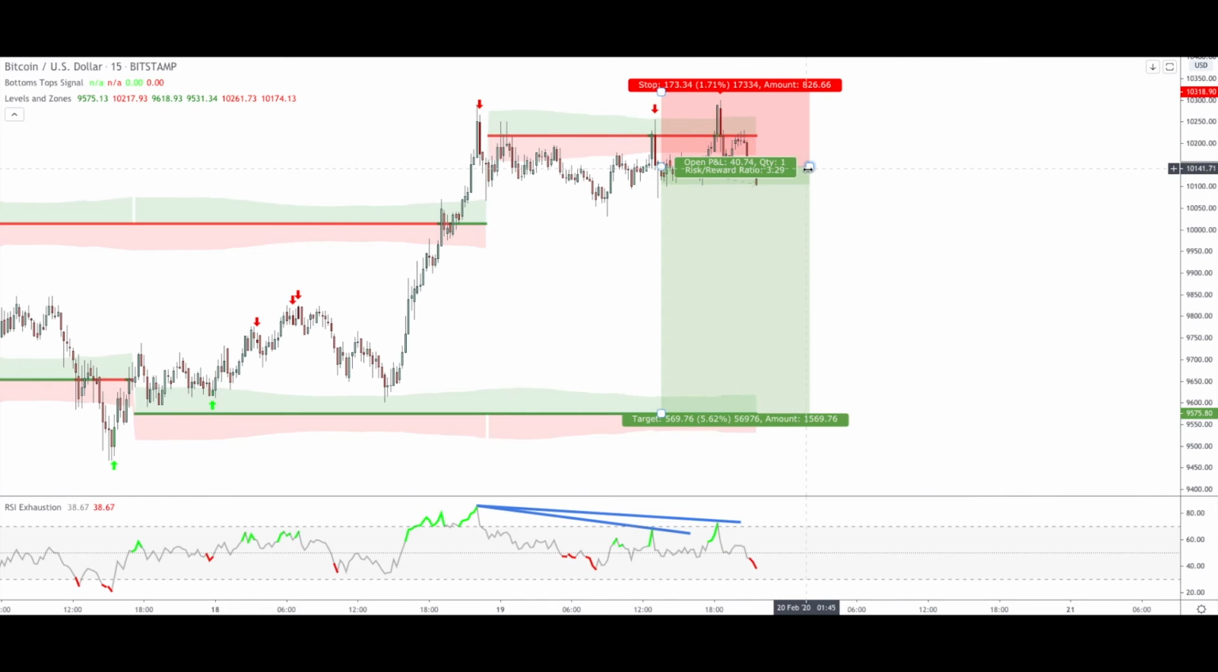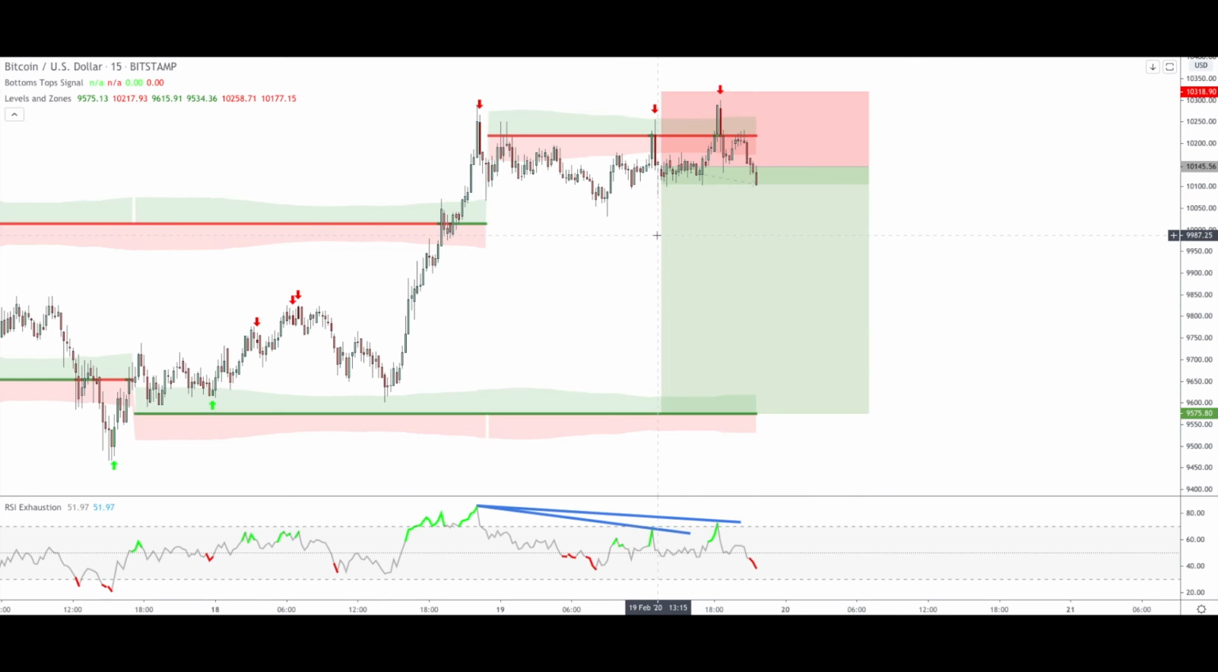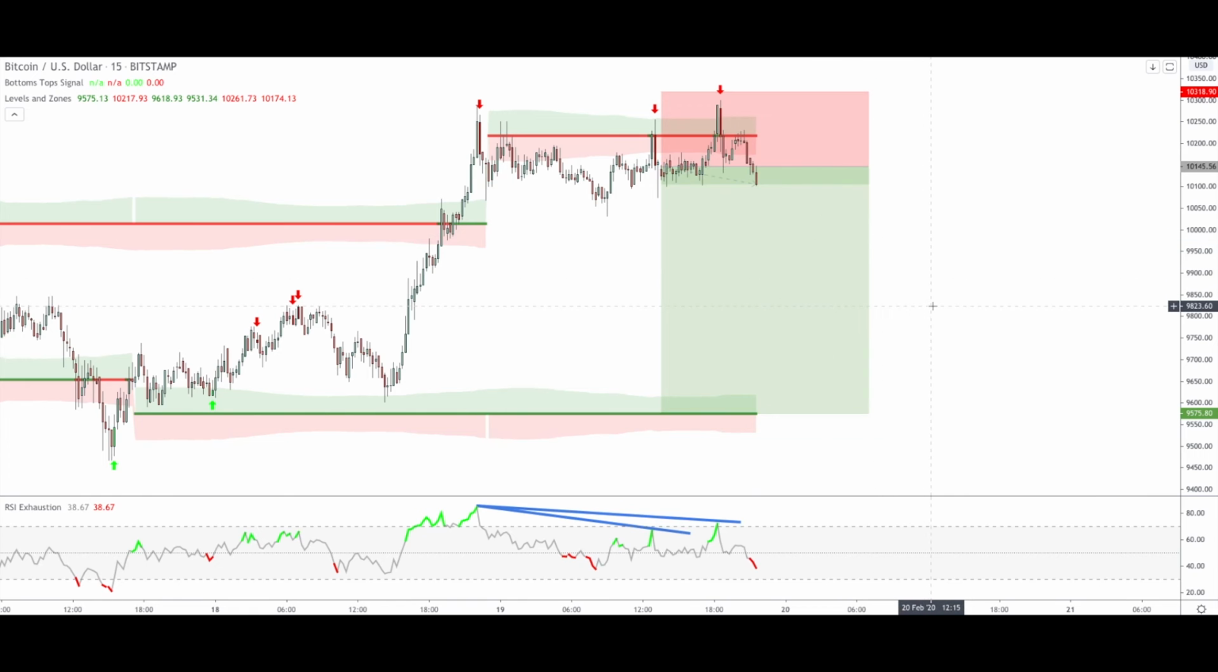But when we do our analysis right, we can definitely expect to get our outcome. The outcome is going to be a risk reward of about 3.3, so we are expecting to get a 3.3 return from this trade.